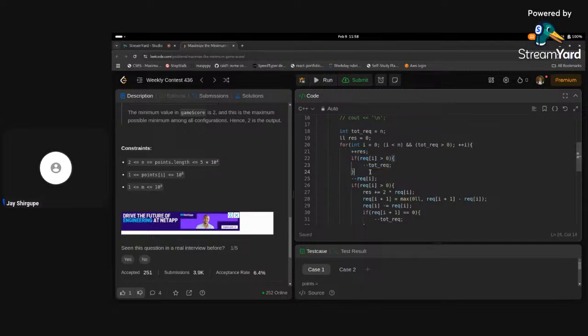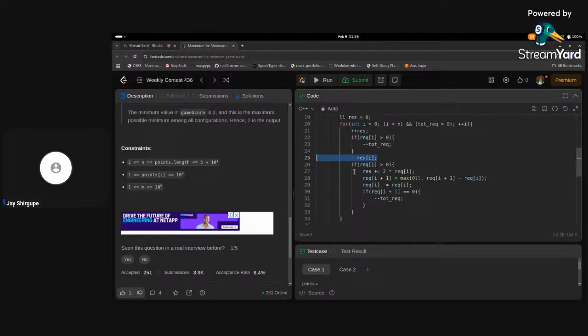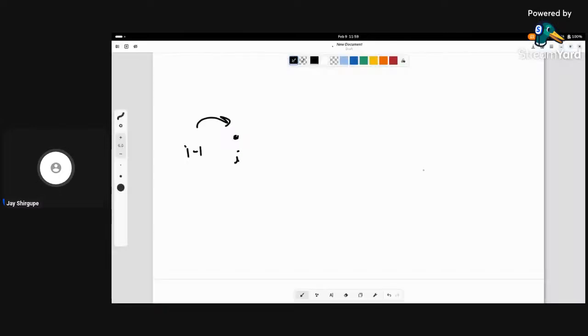Then if required of I is greater than 0, you decrement total required. Total required is basically how many non-zero elements you have in the required array. Initially that's n, because everything has to be at least 1. And since you have made one move, one operation, you decrement the required array. If it's still greater than 0, then you do this cycle.